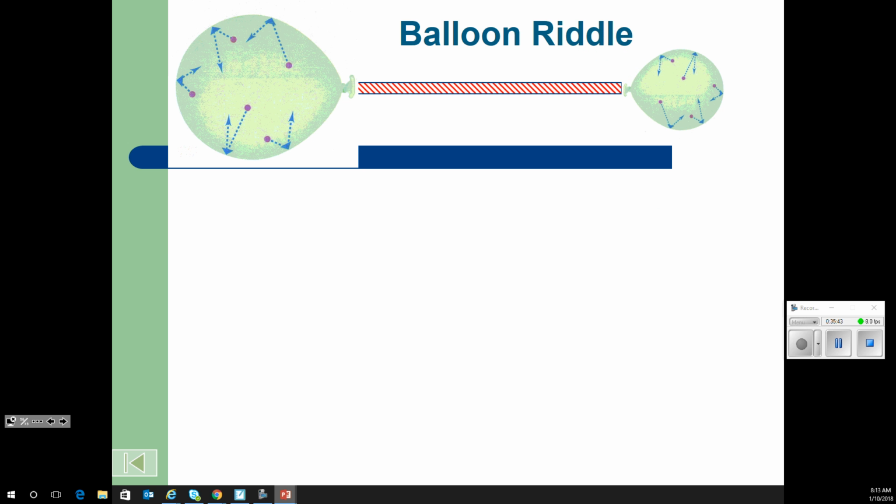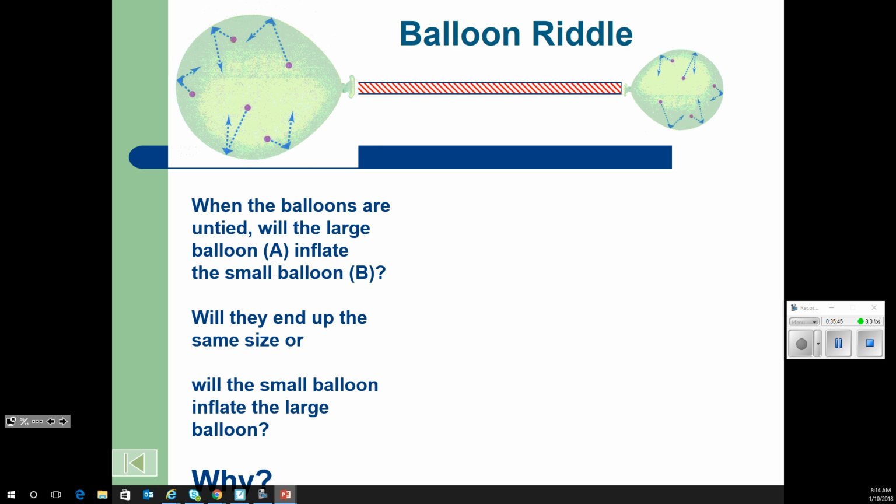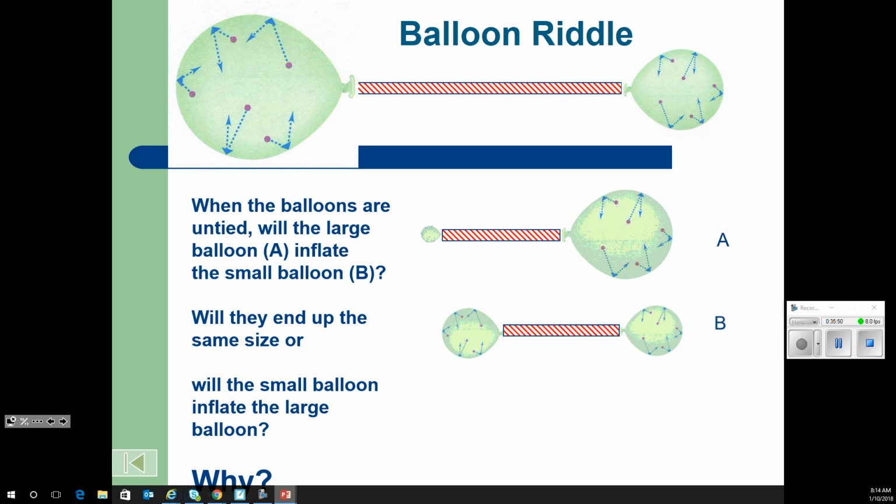Okay? All right, got a riddle for you. I've got a thing here that I can connect two balloons with. I'm going to blow balloon A up, and I'm going to deflate balloon A. I'm going to do the same thing with B. A does not like me.